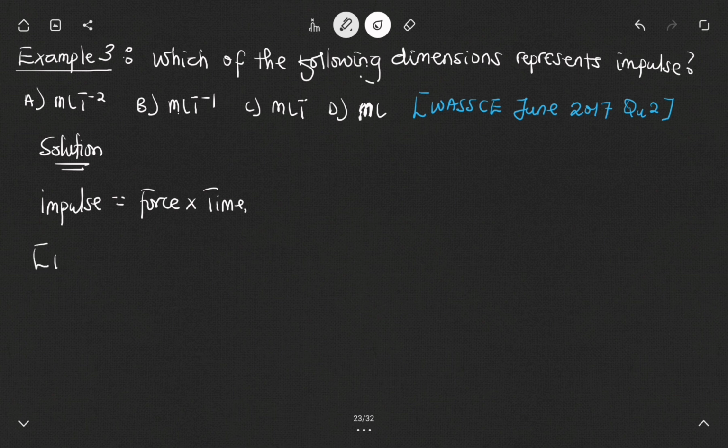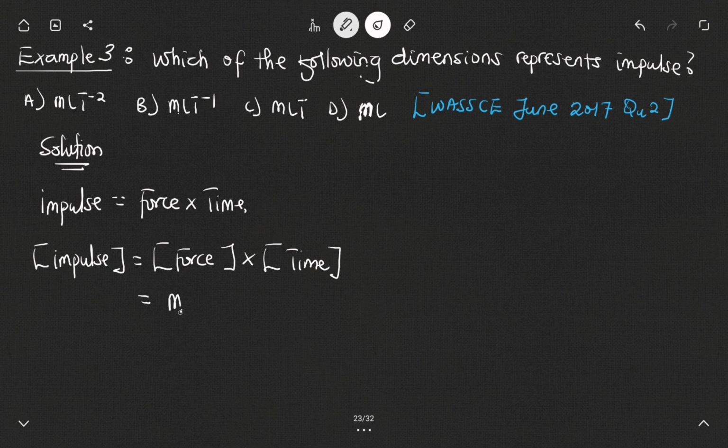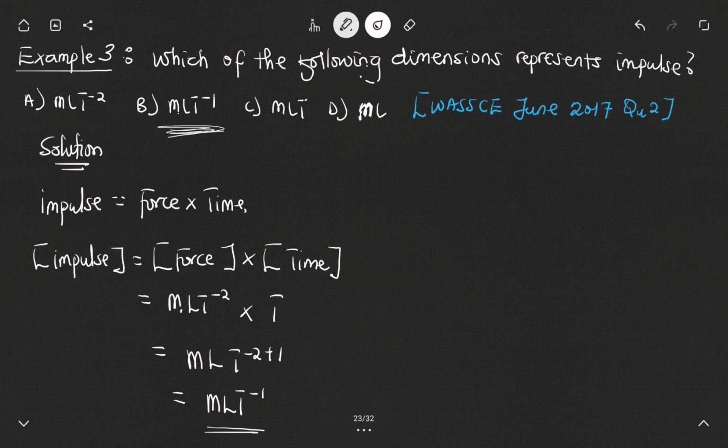If I apply the dimension over here, the dimension of impulse will be equal to the dimension of force, which we already know because we've seen it already, so there's no need to go through it again. We said that force is mass times acceleration, and mass is M, acceleration is LT^-2, and so the dimension for force is MLT^-2, then multiplied by the dimension of time, which is T. So from here we have MLT^-2 plus 1, and so our final answer will be MLT^-1. So option B over here is the correct answer for this particular example.